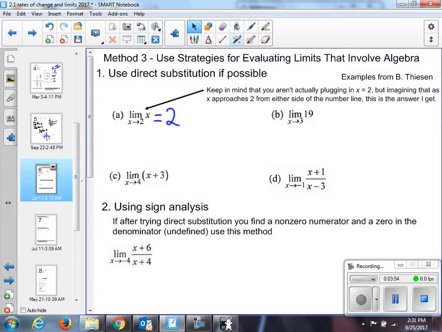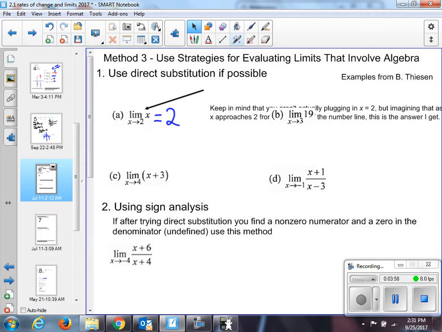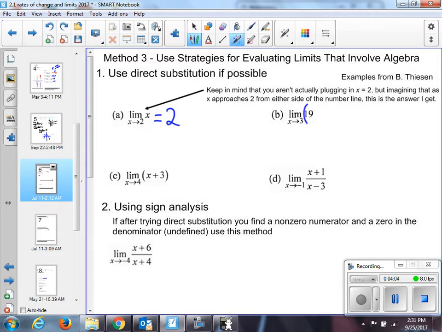Now b, the function here. What's here is always the function, like here the function was x, right? The function is 19, so that is a graph, x, y, where you have 19 as a straight line. So from the left or from the right, as x approaches 3, the value is going to be 19. Okay, a constant, no problem.